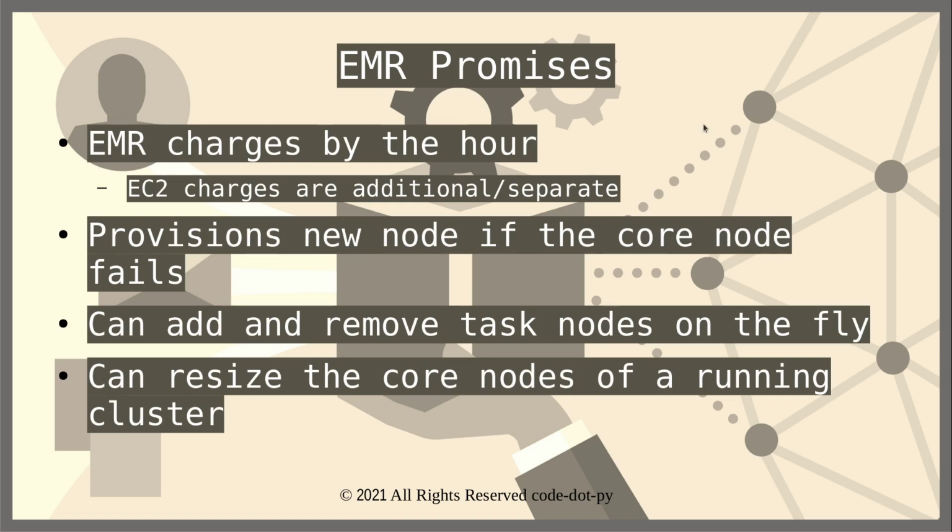Now, when we talk about EMR, it has some commitments that it comes with. It charges our account by the hour. The EC2 charges are separate from the MapReduce cluster that gets created on EMR. Because this is a managed service, as soon as a core node fails, a new node automatically gets provisioned, and we can also add or remove task nodes on the fly. That's the reason task nodes are really good candidates for the usage of Spot instances, and we can resize the core nodes of a running cluster as and when needed, depending on our requirement.